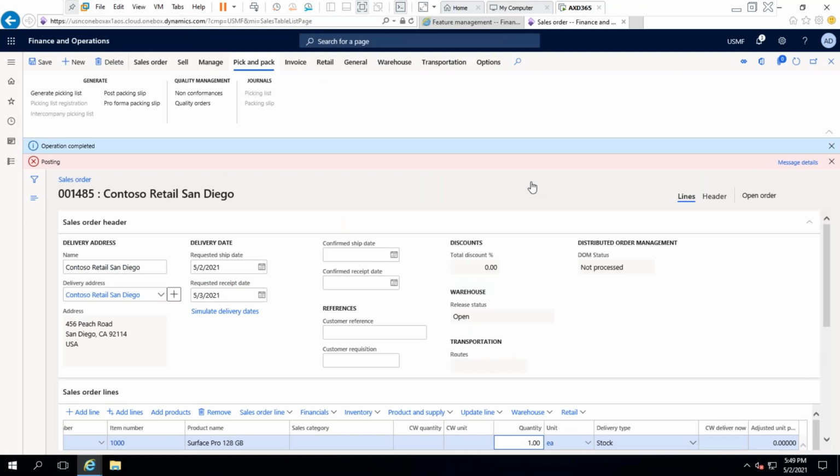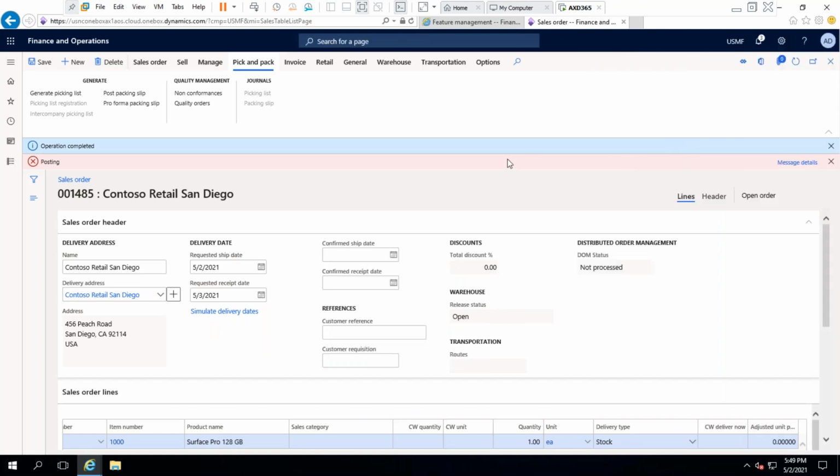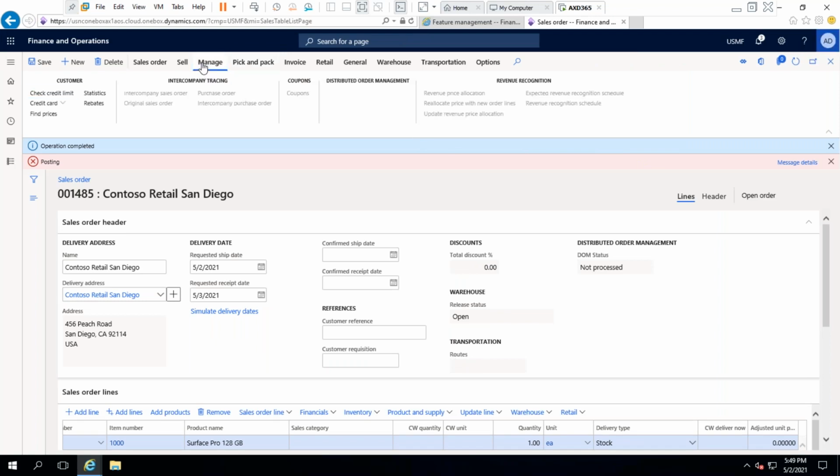Now let me do invoice. Okay, so it is asking credit limit. Okay, same error message. Order has been sent to credit management. Order has been credit. So you need to clear the credit limit through credit limit functionality only. We need to do it.